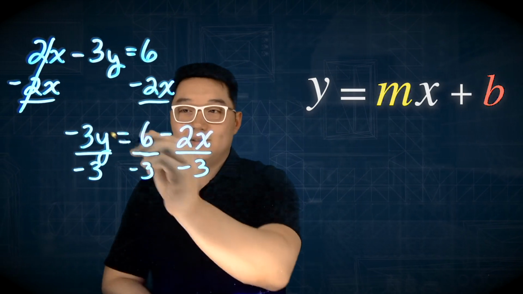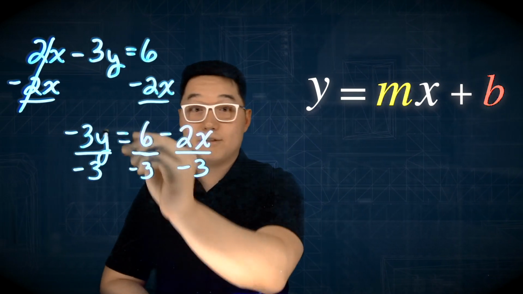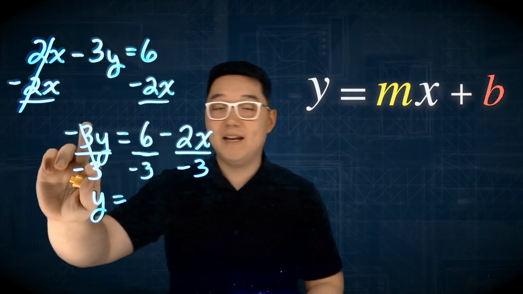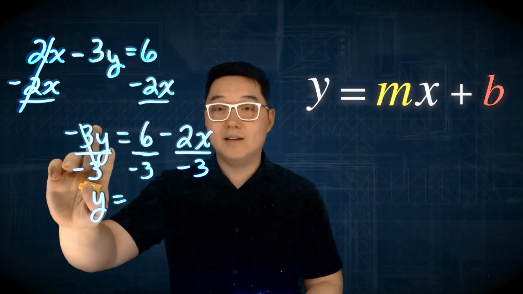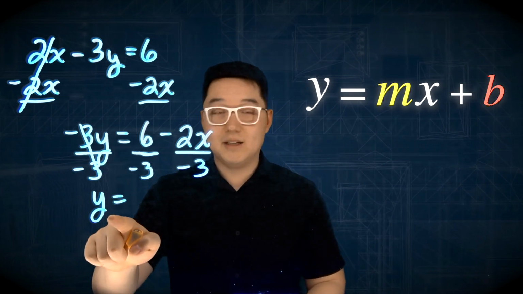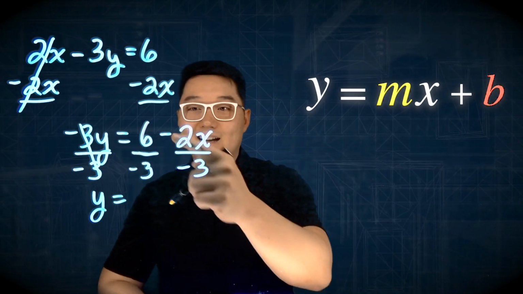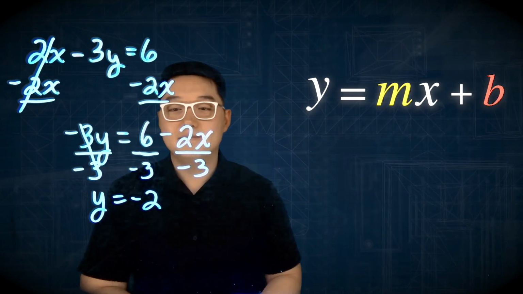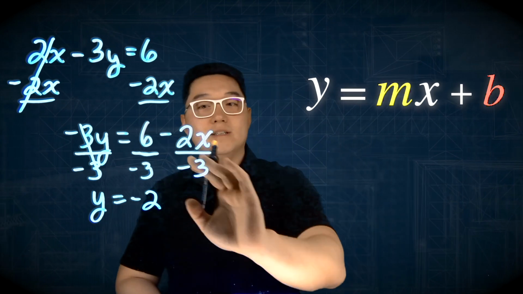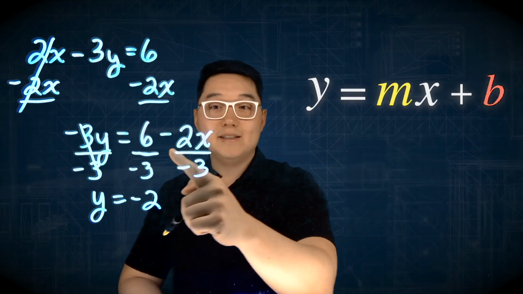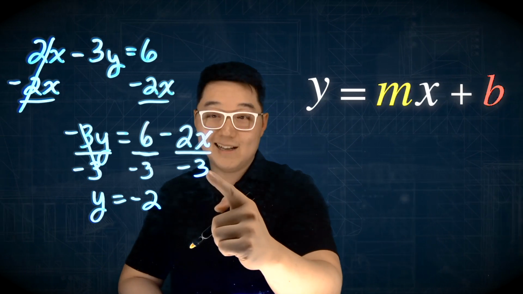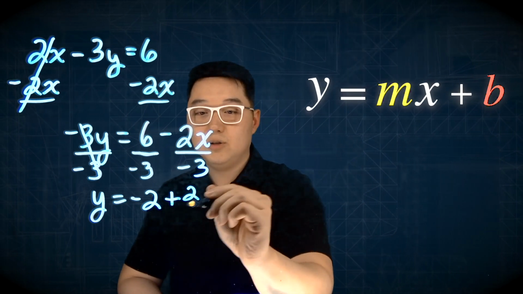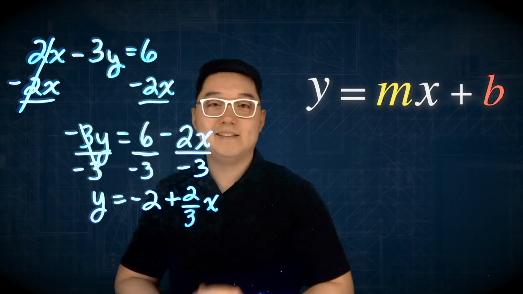Okay, so negative 3 divided by negative 3 gives us 1y, because two negatives, when you divide them by each other, give us a positive, and 3 divided by 3 is 1. Now 6 divided by negative 3 gives us negative 2. Now what about this portion? Well, negative 2 divided by negative 3, again a double negative, gives us a positive 2/3 x.